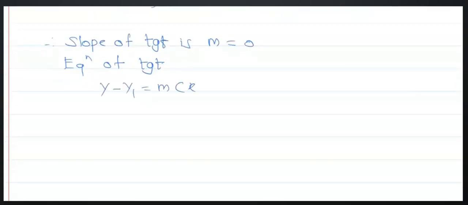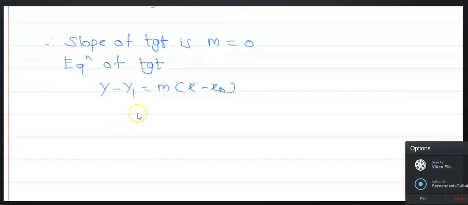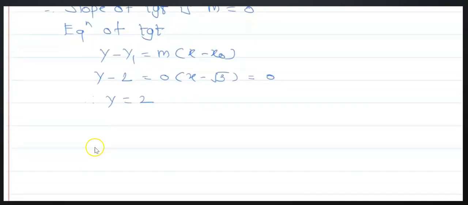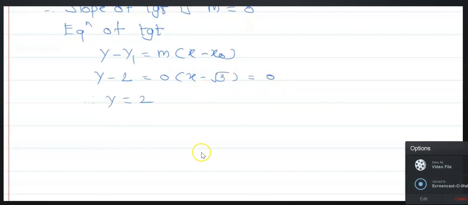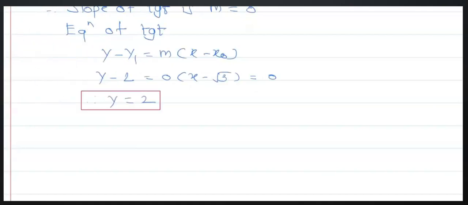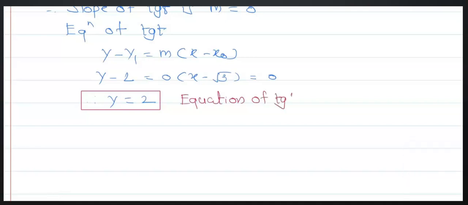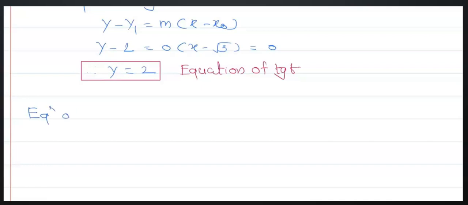The slope of the tangent is m = 0. Now what about the equation of the tangent? That is y - y1 = m(x - x1), and substitute the values. Therefore, you will get y - 2 = 0(x - √3), that is 0. Therefore, y = 2. This is the equation of the tangent, y = 2. This is the line which is parallel to the x-axis and its slope is 0. A very nice problem.